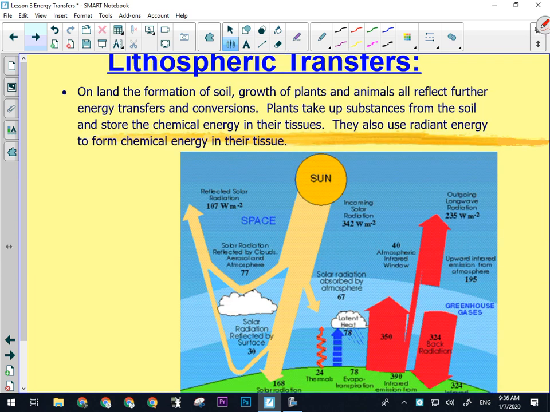Now, lithospheric transfers, like we said, for the lithosphere, basically everything is by conduction. We're going to get only energy being transferred by particle collision in a solid. They can't flow. There's no convection. There's no radiation in there. And then obviously plants can convert the radiant energy directly into chemical energy.